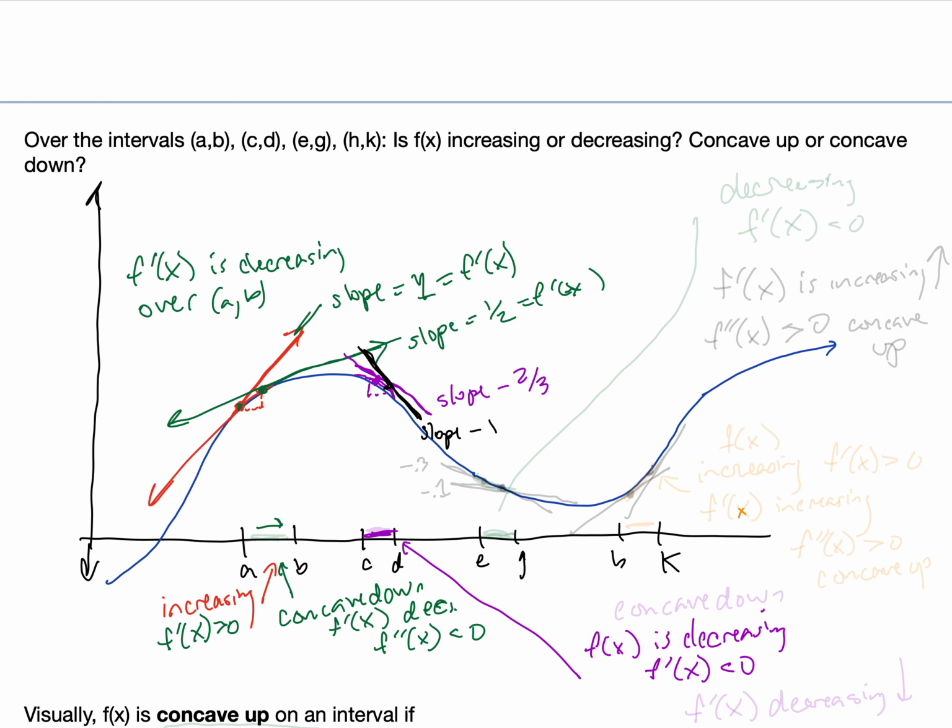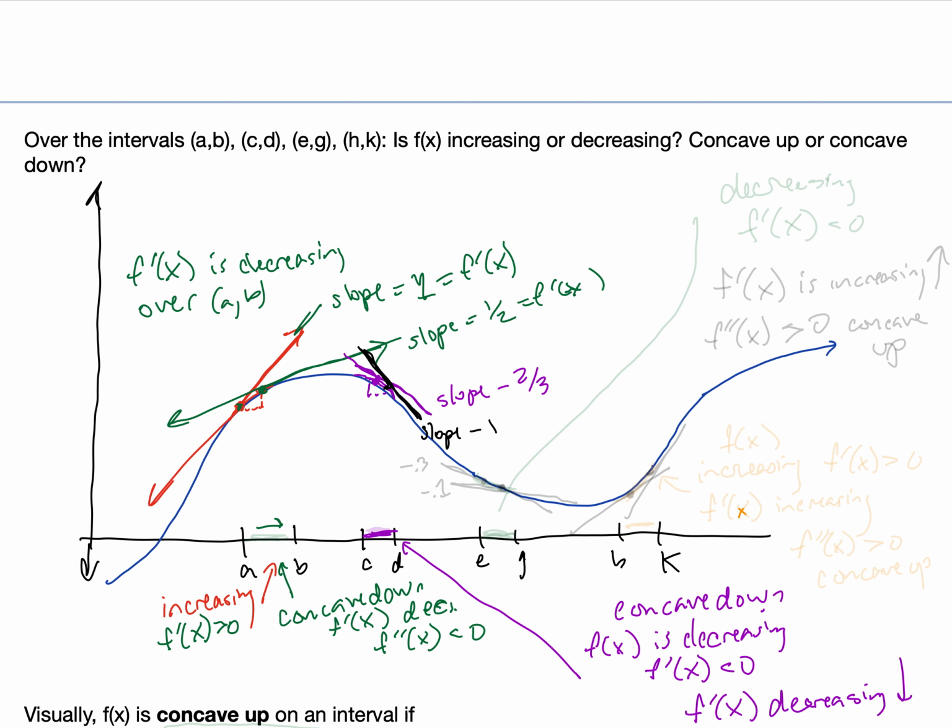But the slope has become more negative. It has become a larger negative number. And so f prime of x is also decreasing. It is becoming more negative. And that means that f double prime of x is less than 0. So we're also concave down over that interval. So from A to B, we were increasing and concave down. From C to D, we were decreasing and also concave down.